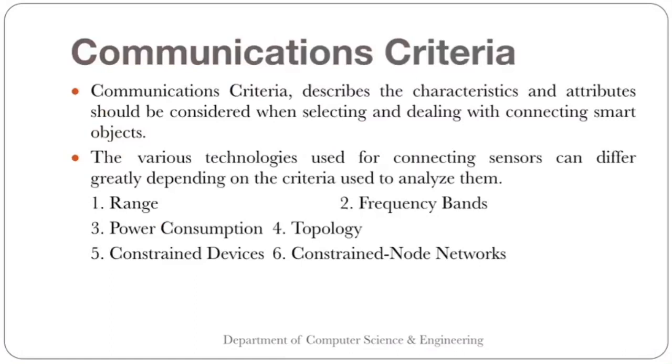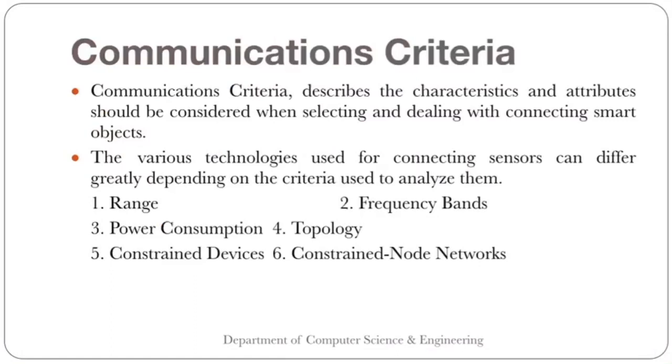Communication criteria describes the characteristics and attributes that should be considered when selecting and dealing with connecting smart objects. We have already discussed what smart objects are. When we want to connect them together and communicate, they should communicate with each other, then we need to take care of some communication criteria. The various technologies used for connecting sensors can differ greatly depending on the criteria used to analyze them.